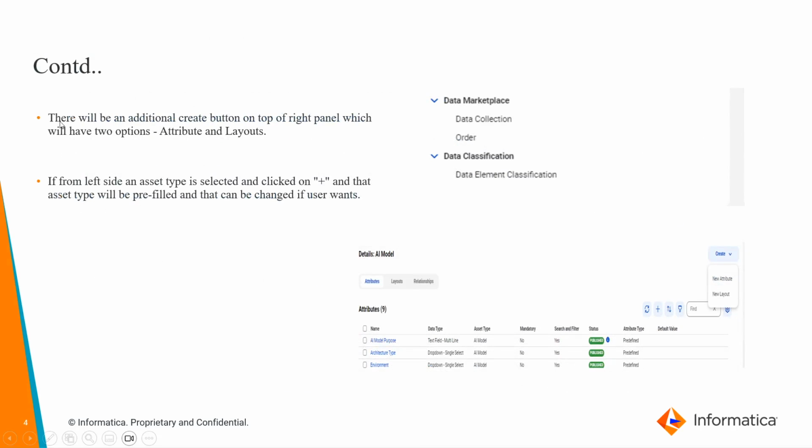So how to create this? There will be an additional create button on the top right panel, which will have two options, attributes and layouts. That's how we can create the customized attributes and customized layouts. If the asset type is selected from the left side, there will also be a plus sign that will give us the pre-filled asset type with the asset customization option.